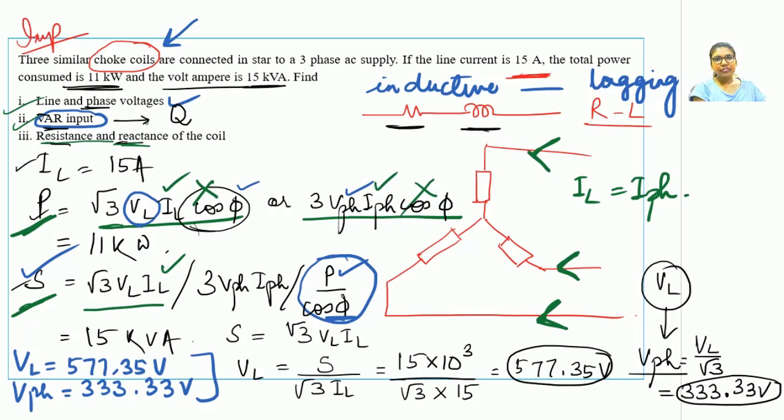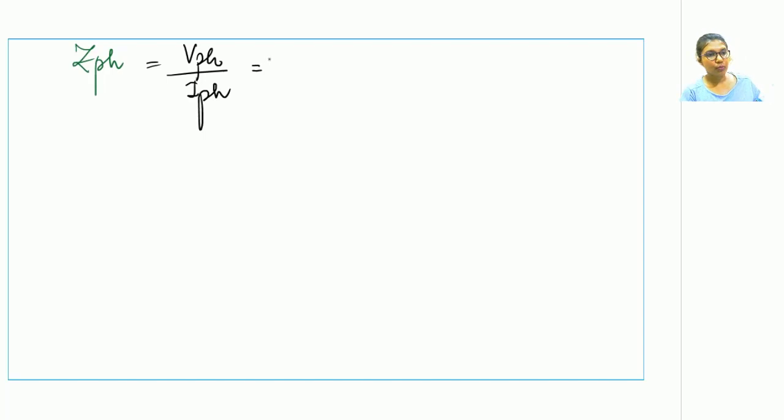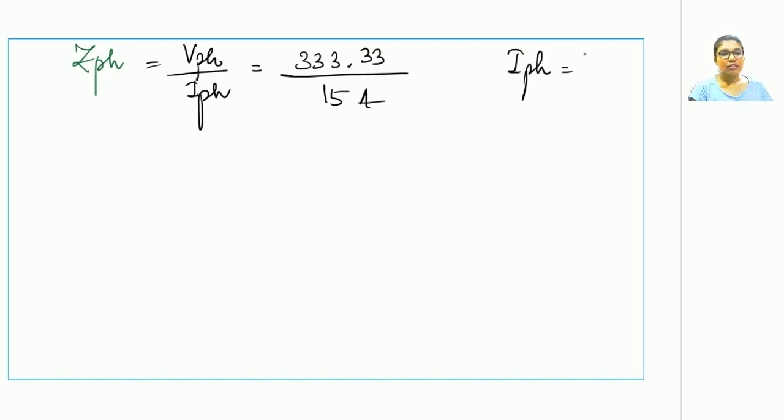We require the Z phase value followed by the angle, that is the angle phi between the V phase and I phase, which will be carried by Z phase. So how to obtain the value of Z phase? Z phase is given as V phase upon I phase. The value of V phase obtained by us is 333.33 volts upon the value of I phase is 15 amps. Why is the value of I phase 15 amps? I phase is equal to IL. The value of IL is already provided.